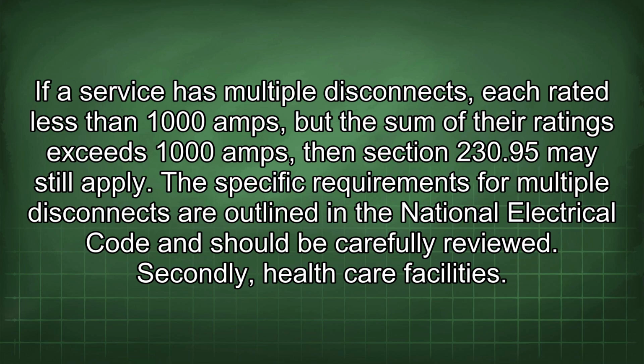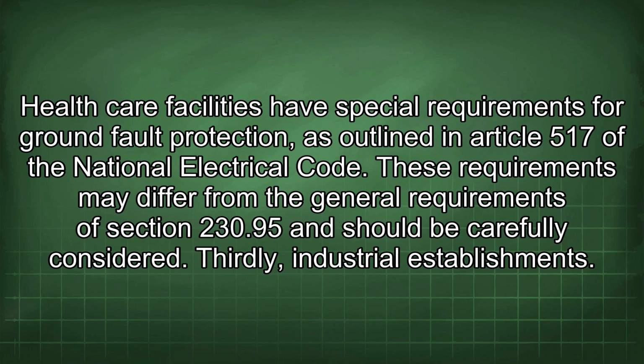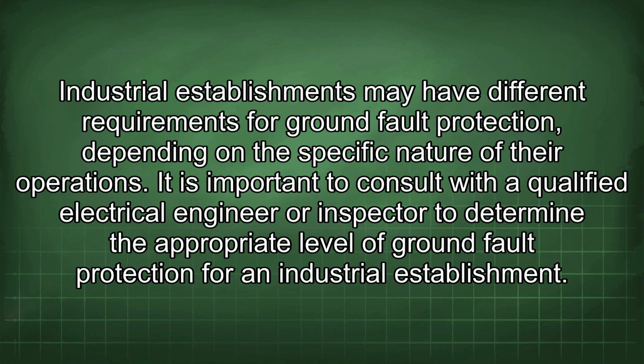Secondly, healthcare facilities. Healthcare facilities have special requirements for ground fault protection, as outlined in Article 517 of the National Electrical Code. These requirements may differ from the general requirements of Section 230.95 and should be carefully considered. Thirdly, industrial establishments. Industrial establishments may have different requirements for ground fault protection depending on the specific nature of their operations. It is important to consult with a qualified electrical engineer or inspector to determine the appropriate level of ground fault protection for an industrial establishment.